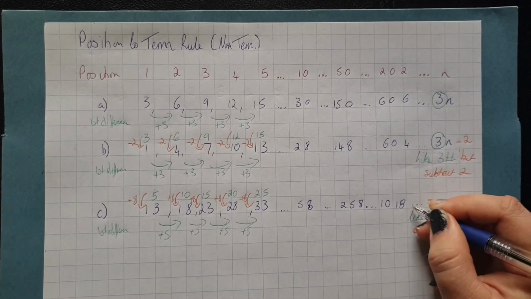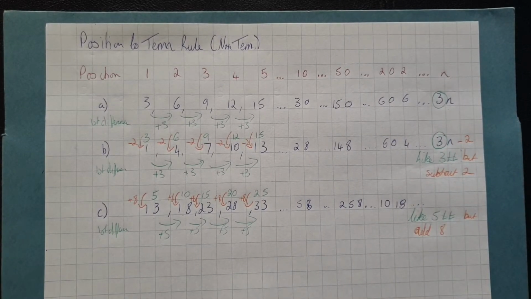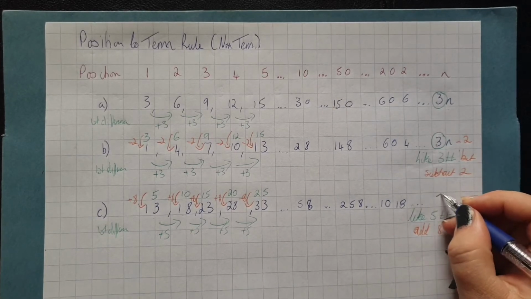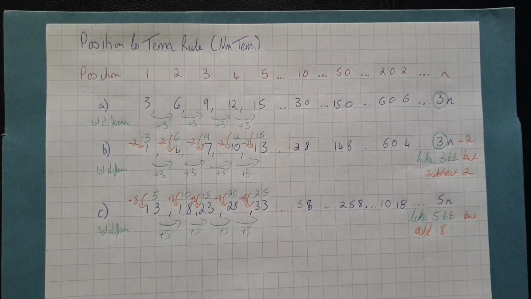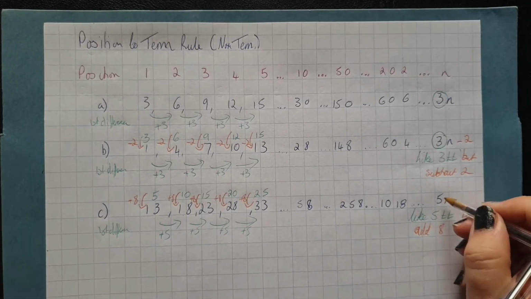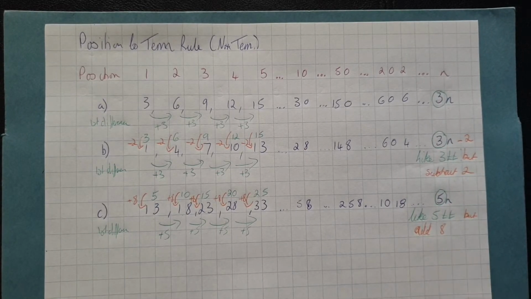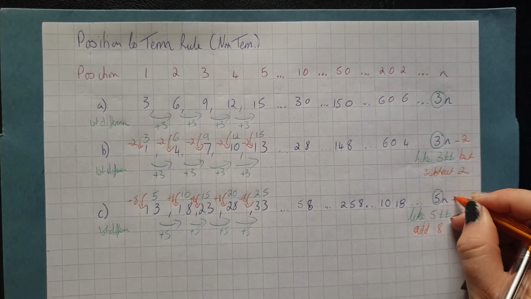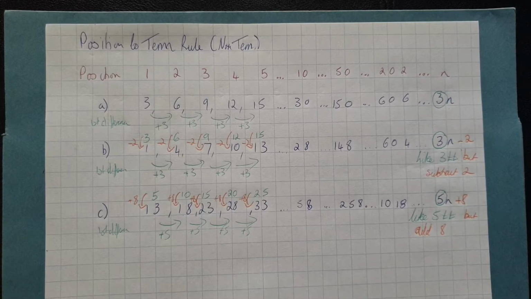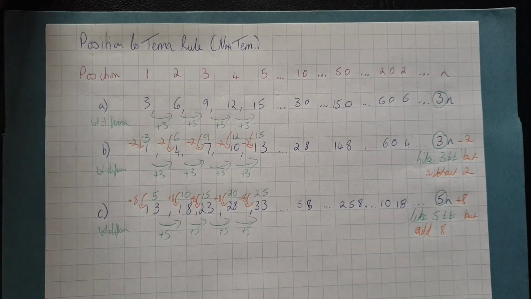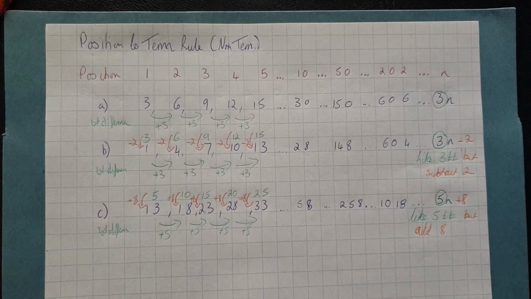Finally, we need to write this in algebra using the nth term. If it's like the 5 times table, we call that 5n. There is our 5. It comes from that first difference. But we're adding 8 this time. So 5n plus 8.